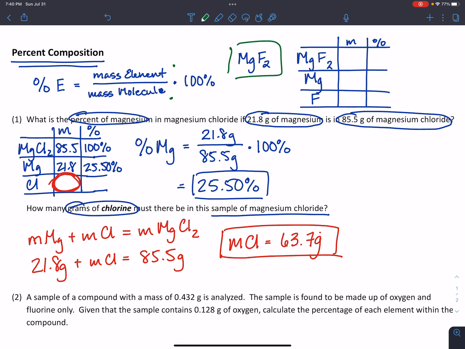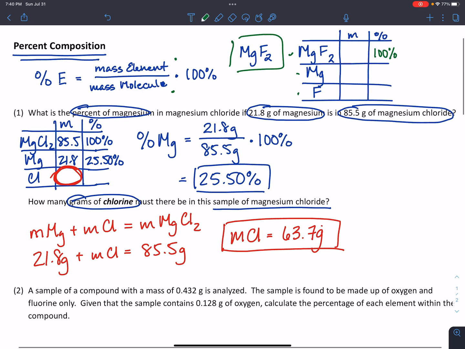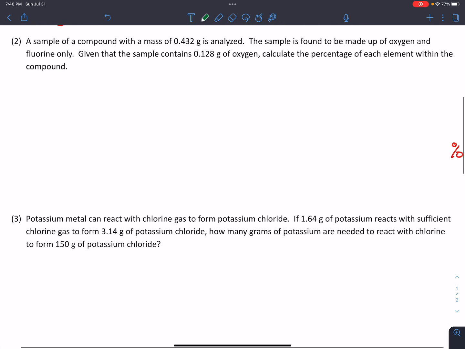For the table, I set it up with two columns, mass and percentage, and I have the parts, which are magnesium and fluorine, and then the whole, which is magnesium fluoride. Don't forget, you can always fill in the percentage of the compound. It will always be 100%. So we're going to go down to problem number 2, and we're going to try this one. This one's a little bit different.